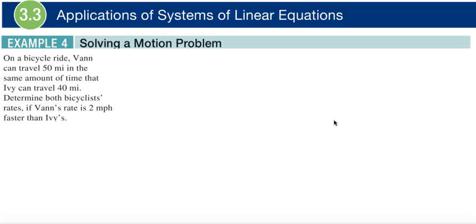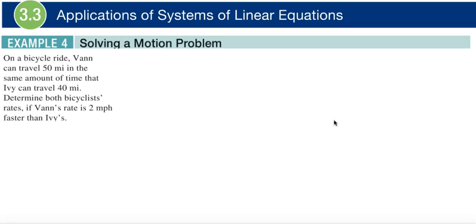Solving a motion problem. Let's check it out. Example number 4. On a bicycle ride, Van can travel 50 miles in the same amount of time that Ivy can travel 40 miles. Determine both bicyclists' rates if Van's rate is 2 miles per hour faster than Ivy's.